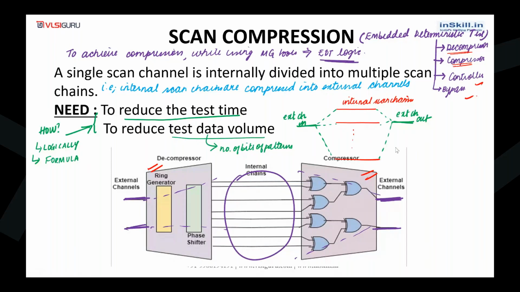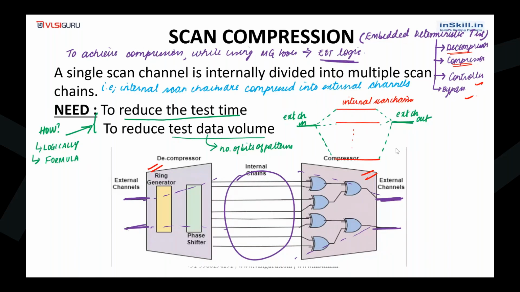Internal chains being compressed into external channels is what is called scan compression. To achieve scan compression with Mentor Graphics tools, you add a logic called EDT logic. The full form of EDT is embedded deterministic test. Inside the EDT logic you have the components decompressor, compressor, controller, and bypass logic.